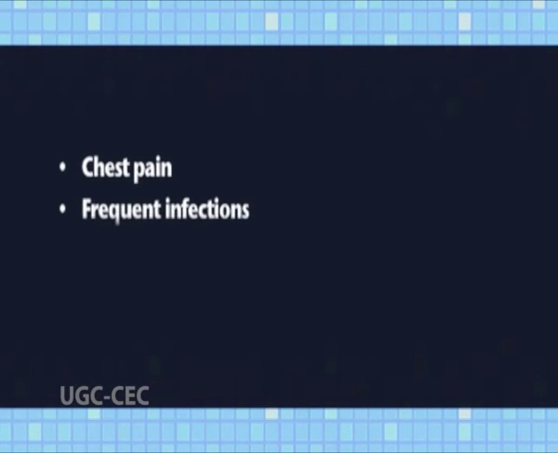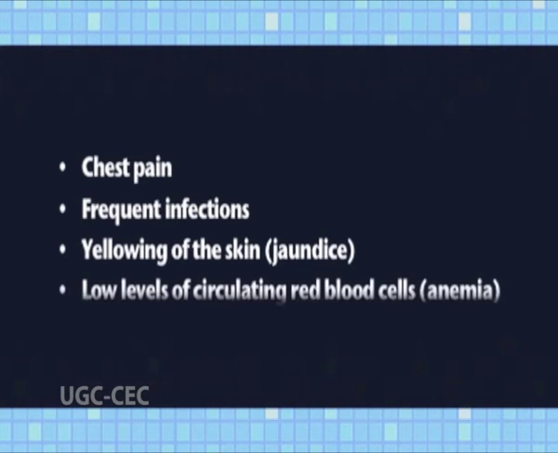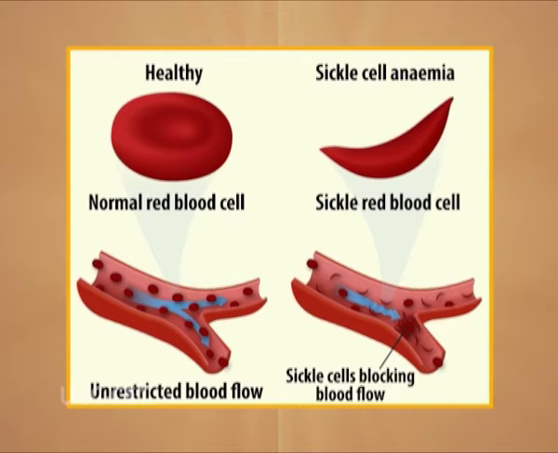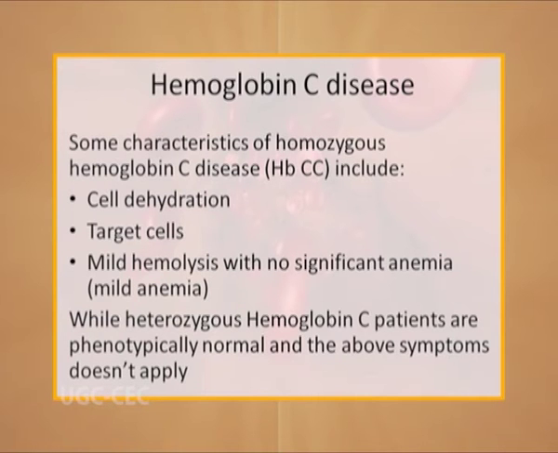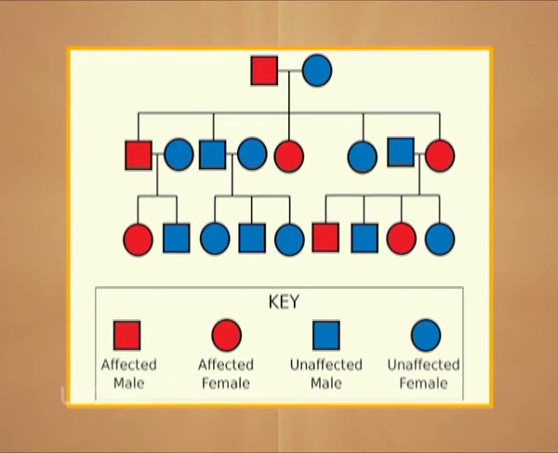Common symptoms associated with sickle cell disease include chest pain, frequent infections, yellowing of the skin, that is jaundice, and a low level of circulating red blood cells, anemia. Sickle cell disease has several recognized forms, including sickle cell anemia, sickle cell hemoglobin C disease, and sickle cell thalassemia disease. Sickle cell disease is inherited as an autosomal recessive trait.